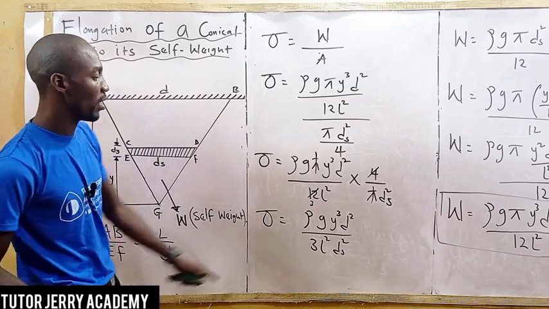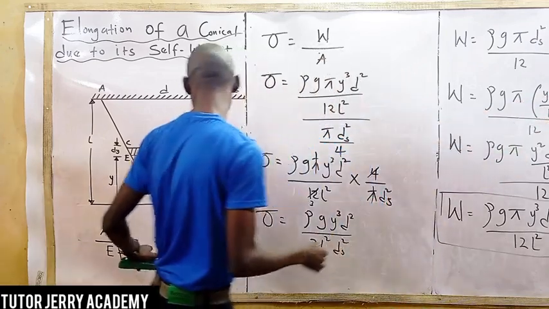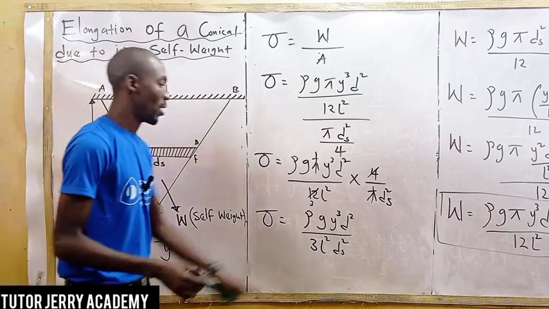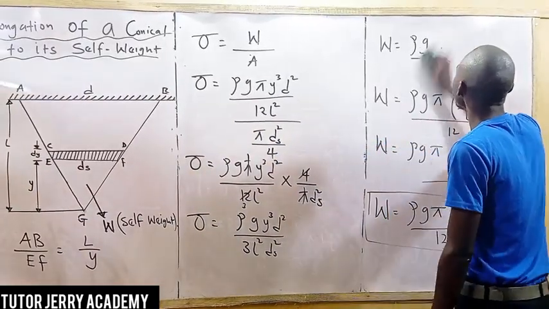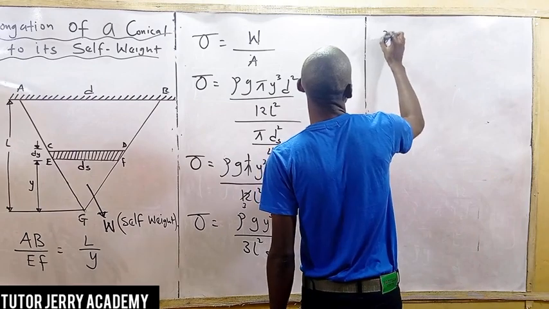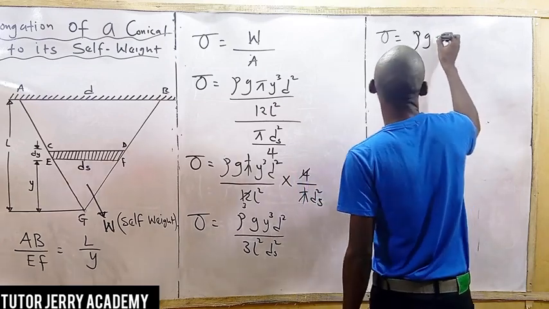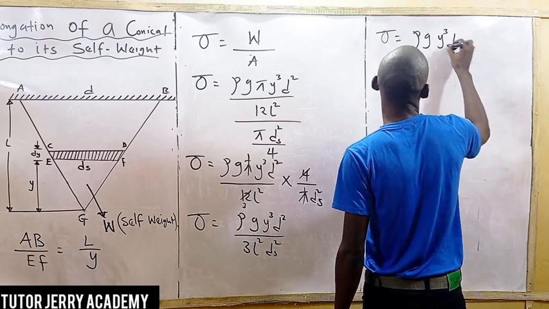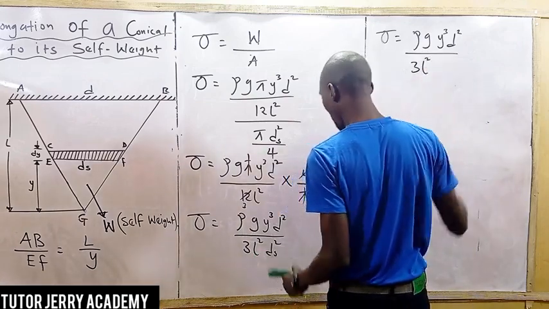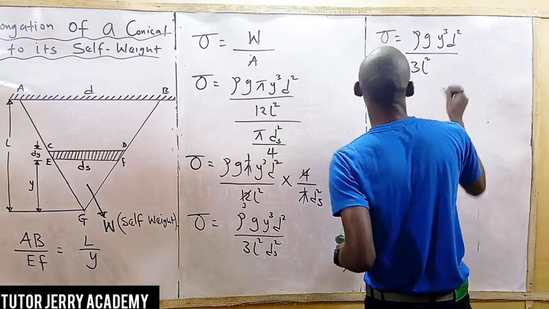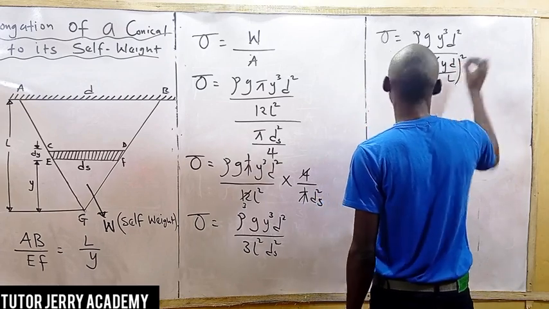All right, but don't forget, we already said our dx is nothing but what? Yd all over x from this part. So I'm going to substitute for the S here. Let me clean this part. We're going to have our stress equals to density, gravity, y cube, d square, all over 3L square. The S is nothing but Yd all over S all square.